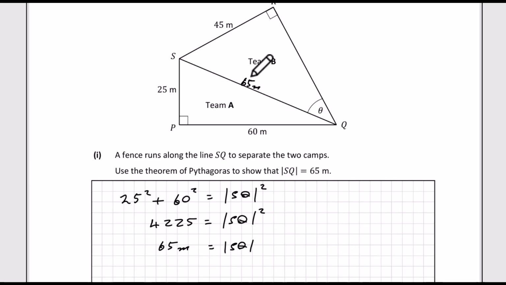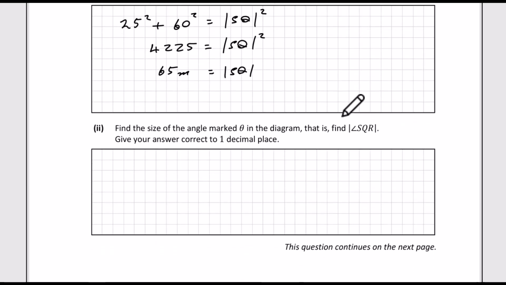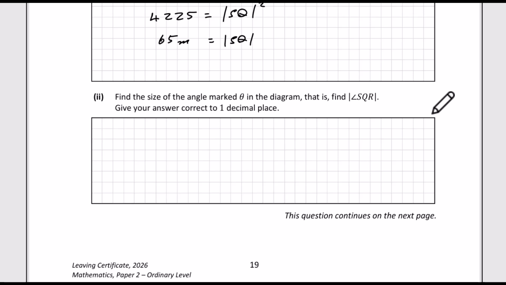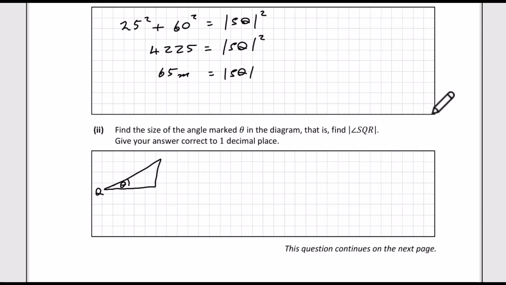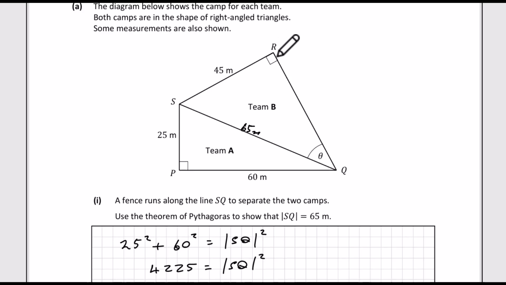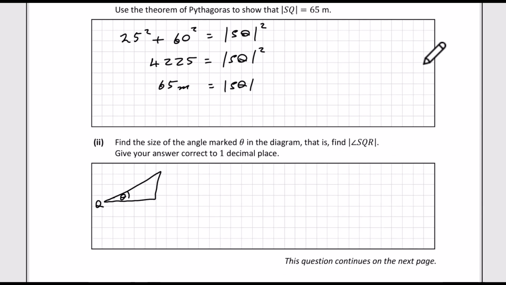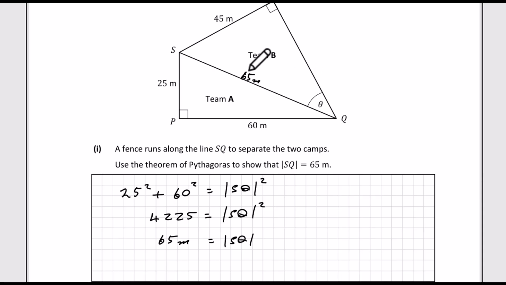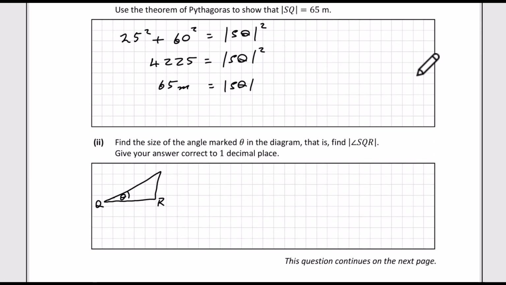So I'm just going to redraw this triangle. We just have to rotate it a little bit and redraw it. So we have our angle theta. I'm going to put it down here. The angle is at Q. So you can see here theta is at Q. The right angle is at R, so I'm going to put R over here. And then the other one is S. So we're going to put S here.